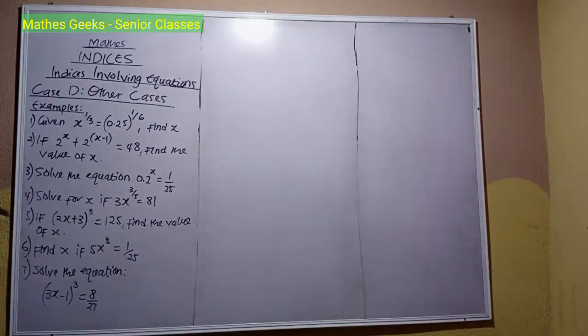Although most of them don't follow the principles of indices strictly, there are other things you need to do when you are calculating for x, or the unknown value, in these examples or exercises. Yet you're still going to apply the principles or laws of indices one way or the other to get the final answer.